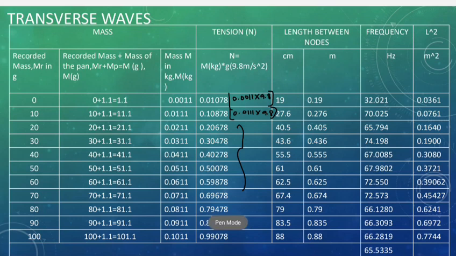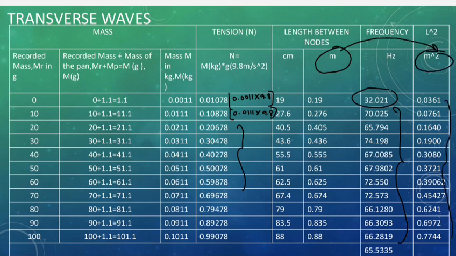in here. Using the same formula, we will get the values for all the remaining readings. And the last column, L square, we get it by squaring the length between nodes, which is in meter. That is, squaring this meter into meter square, we'll get the values of this.